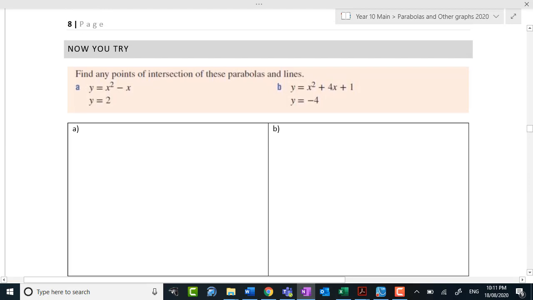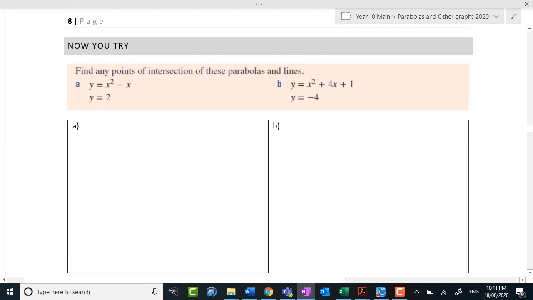Okay, so now let's have a look, and we'll do some more. I'll get you to try this. I might do the first one.